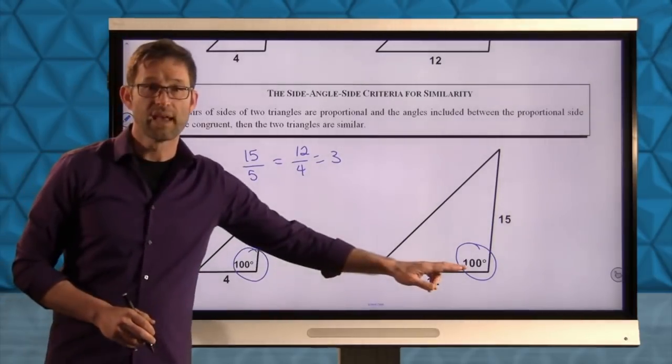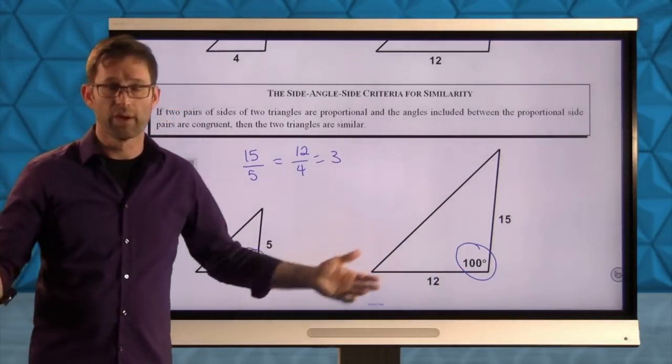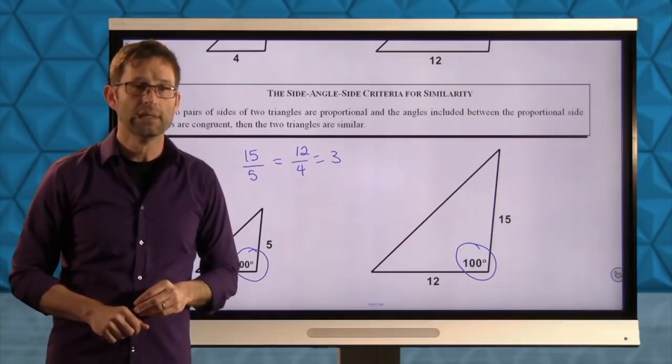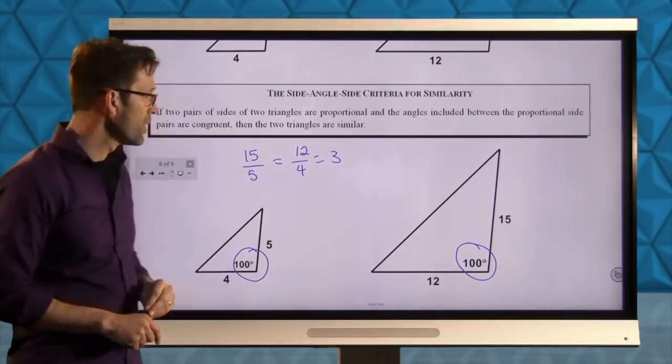Not proportional. This angle can't be 3 times that angle. It would be 300 degrees. What would that even mean in a triangle? Yeah, couldn't happen. All right.